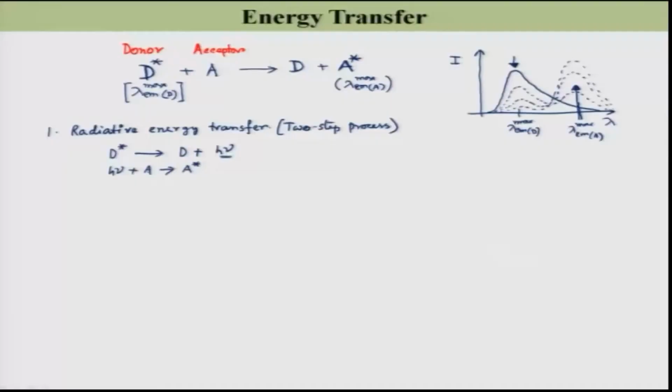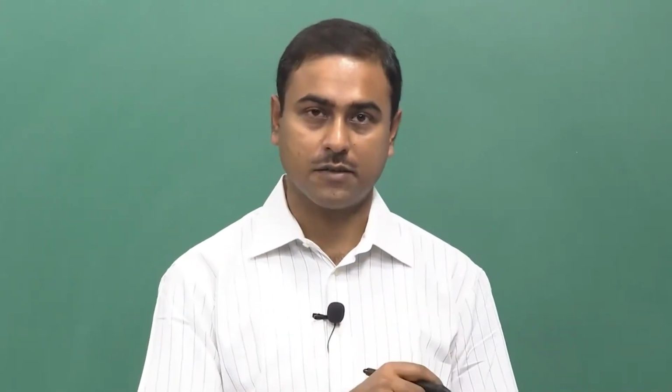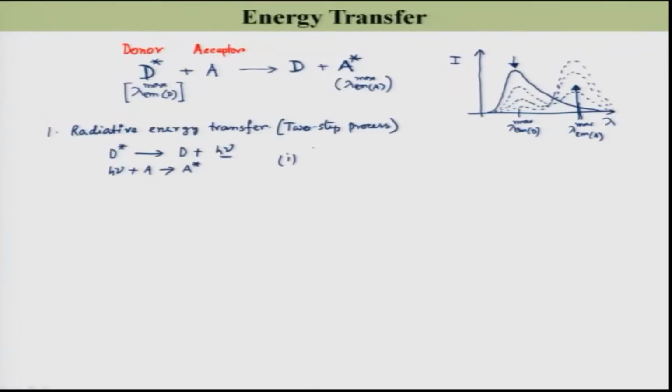If you again look at this diagram, automatically you understand that the emission wavelength of this donor must be very similar to the absorption of this acceptor. So, I can write these three different conditions over here. The condition number 1 is the fluorescence quantum yield of donor.